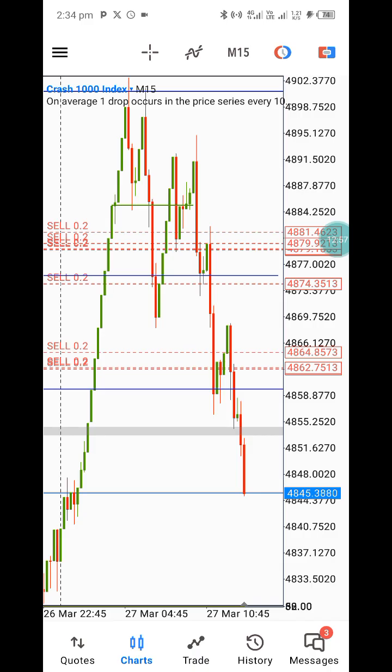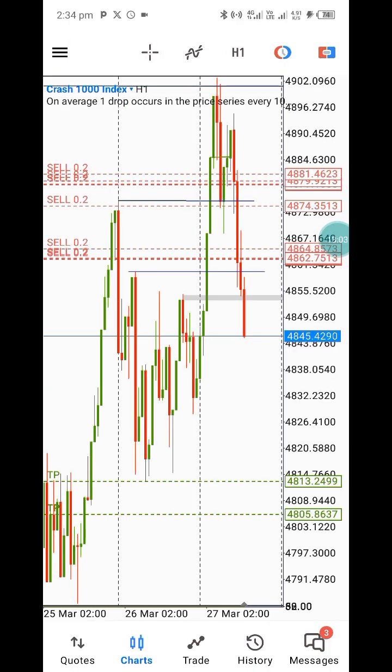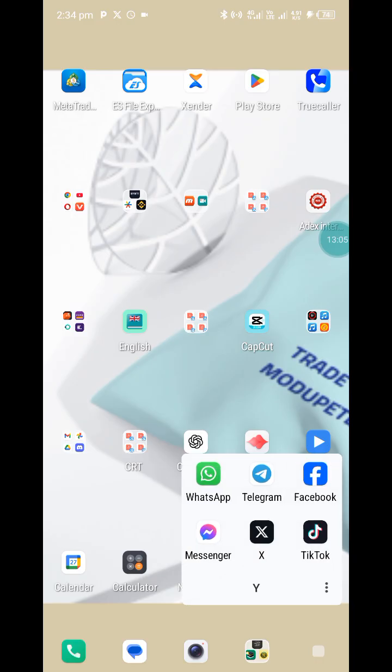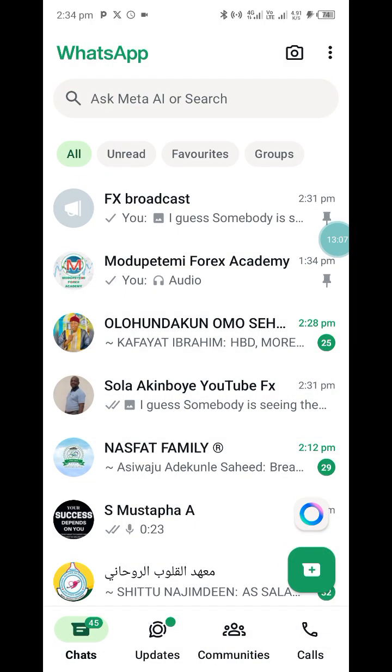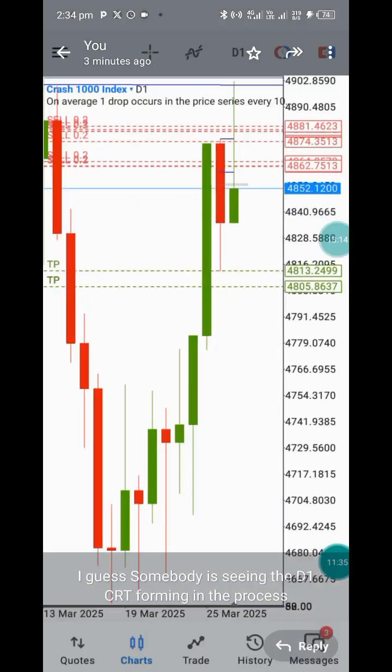So you can still update it, right? On my Telegram channel, on my broadcast list, I've actually updated them. So you see, this is what I just told them. I guess somebody is saying daily CRT. If you go to your daily time frame, the daily CRT is already forming.